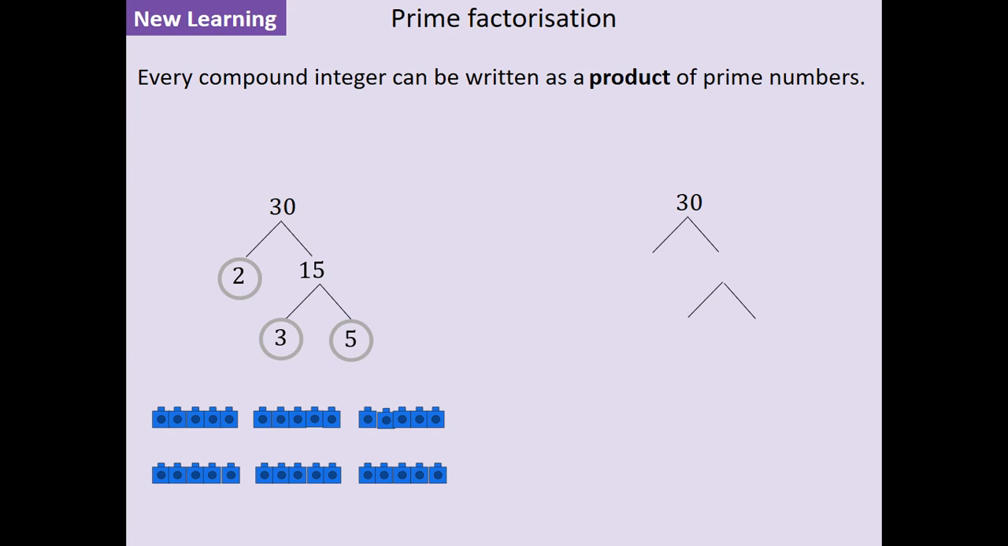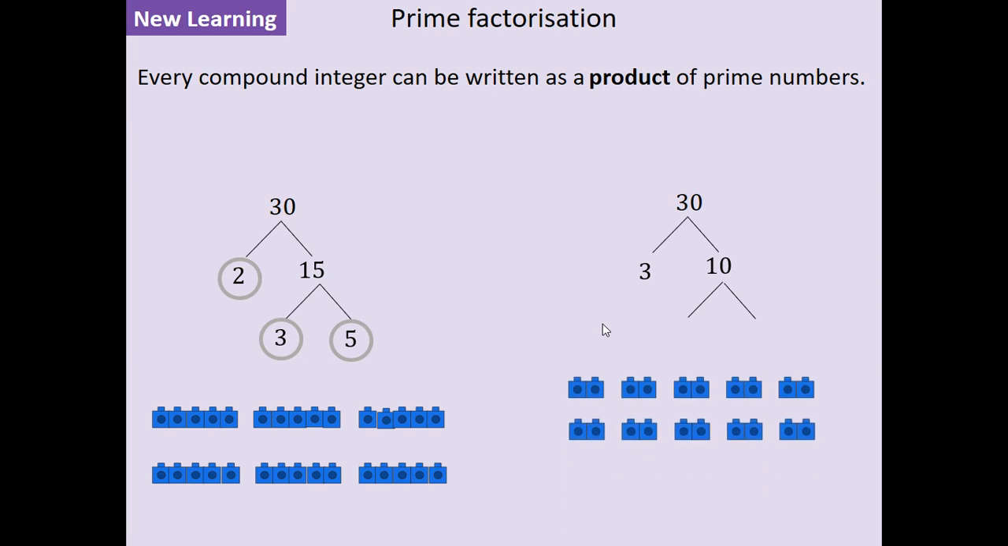Okay, but you may be looking at that thinking, well, I wouldn't have split that into 2 and 15 to start with. So let's have a look to see if we split it a different way, whether it would make a difference. So you may have said, well, I would have split it as 3 lots of 10. So 10, 20, 30.